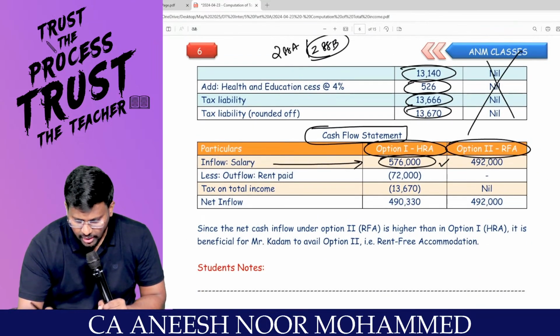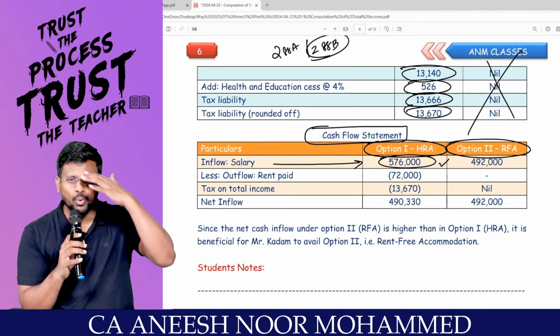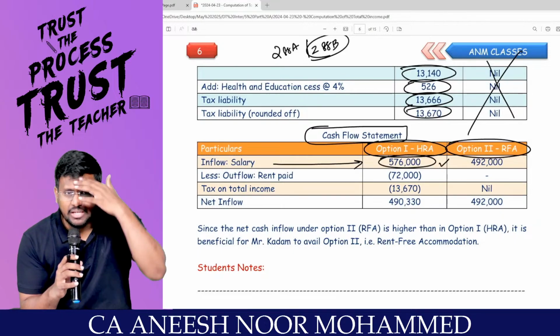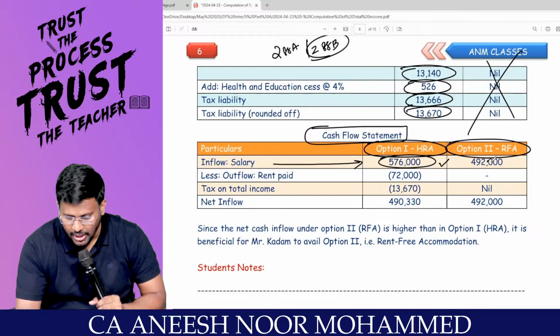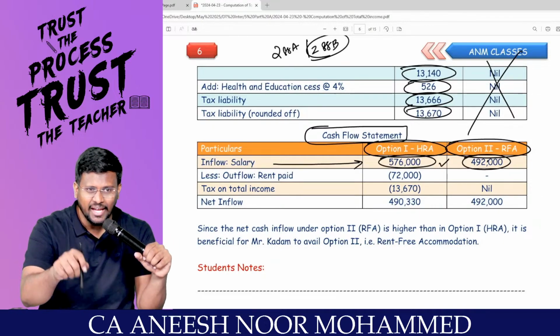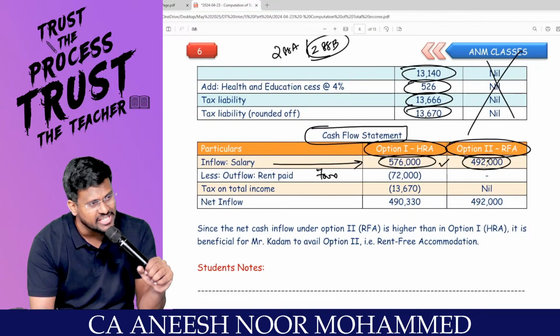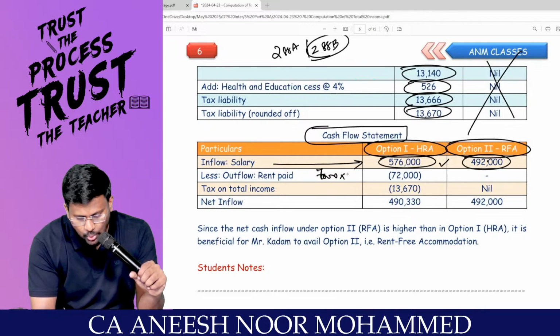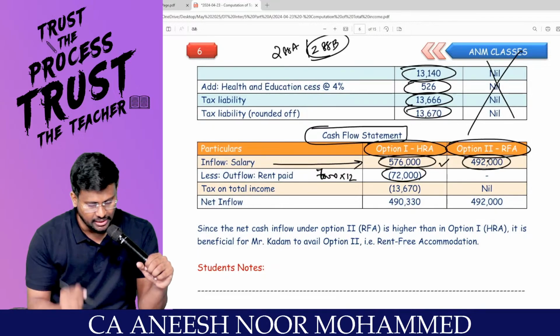5,76,000. But if he is traveling through the RFA route, only basic salary will come, then the perquisite value will come. The perquisite is a non-cash item, right? So only the basic salary of 4,92,000. But if he gets HRA, he has to pay rent. How much rupees per month? 6,000 per month. 6,000 into 12 comes to 72,000 will go from his pocket, correct?